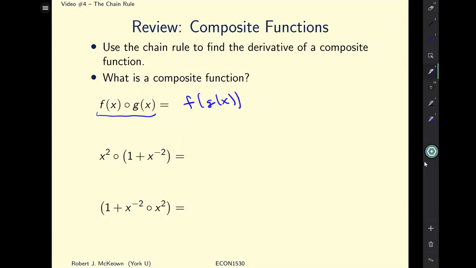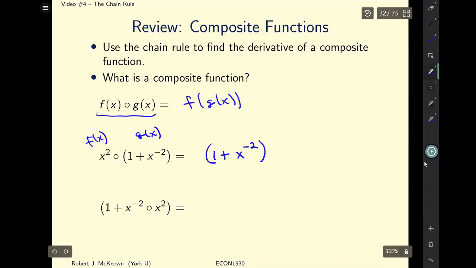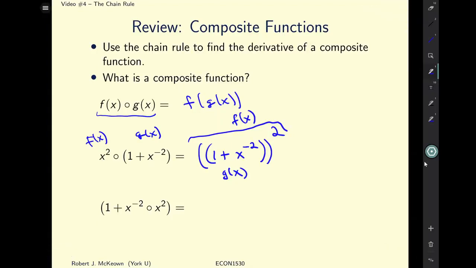Now here are some specific examples. You can think of this as f of x, and the one to the right of the circle is g of x. I'm going to apply f of x to g of x, so I'm going to write this. There's my g of x, and just to be clear, I'm going to apply f of x to it. This outer one is our f of x, where f of x is x squared. g of x is the internal one, the kernel, 1 plus x to the power of negative 2.